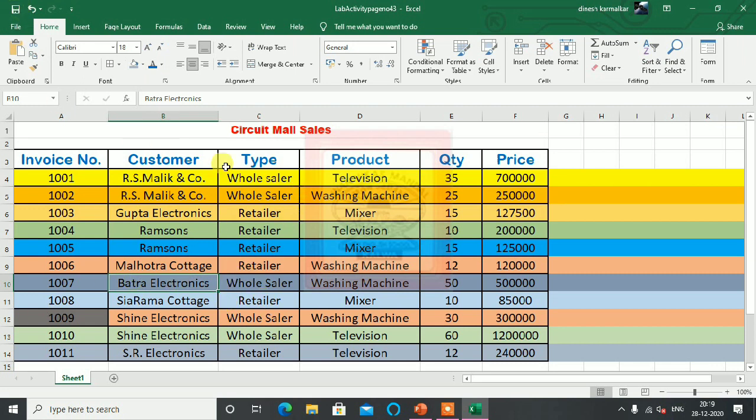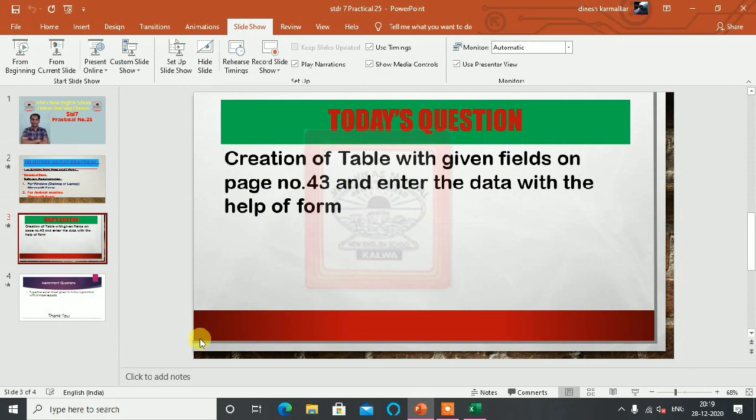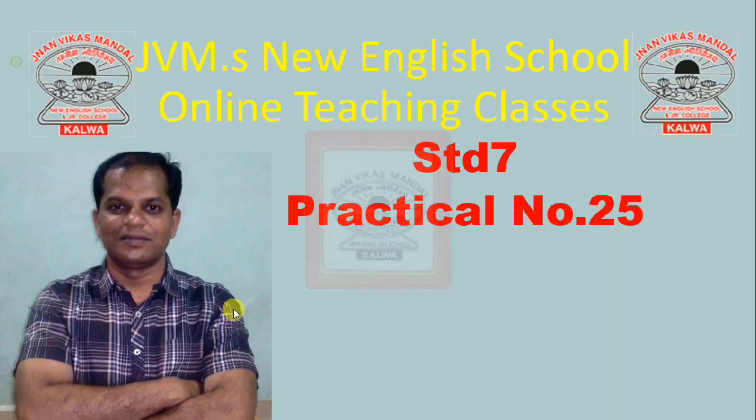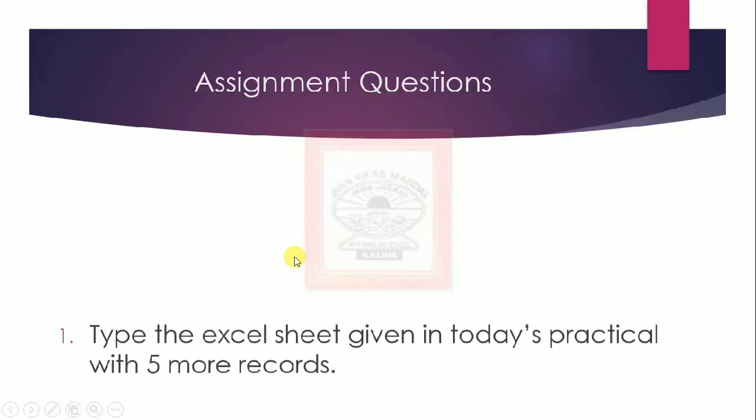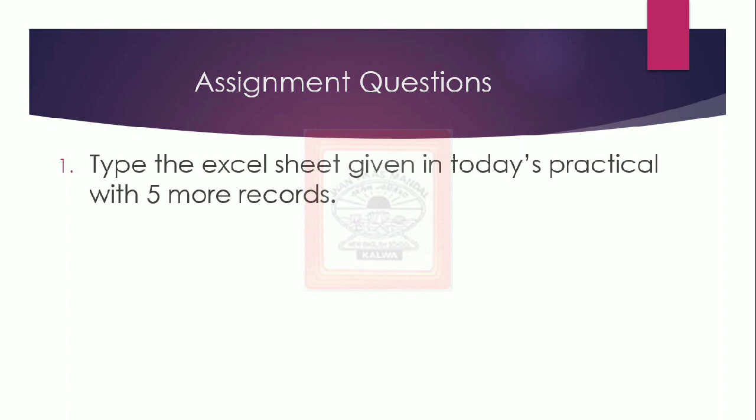So let's see what we do in the assignment question. Before this I will save this once again. Now in the assignment, I want you to type the Excel sheet given in today's practical with 5 more records. So in total I have given around 10 to 11 records. You make it up to 15 records. Add some more customer names. You can add the same names for different products or use different customers.